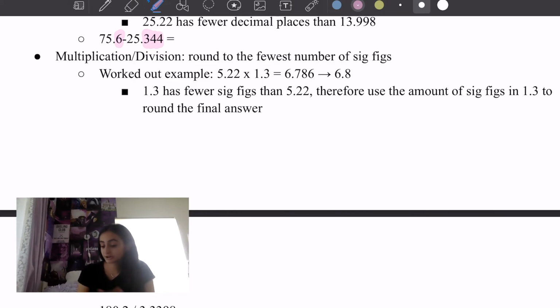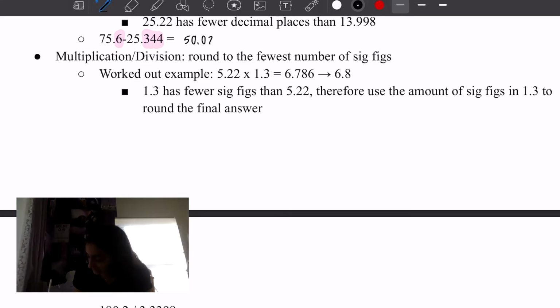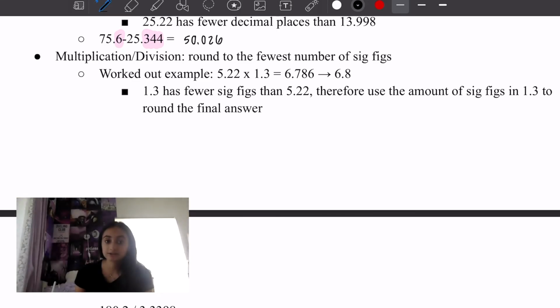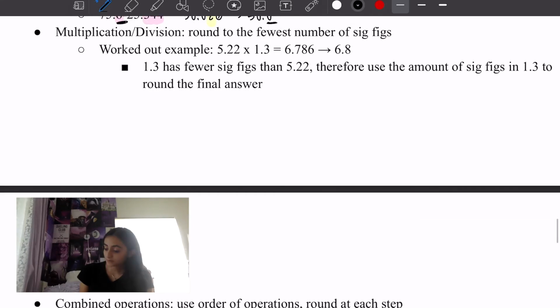So if you plug it into your calculator, you would get 50.026. That is the unrounded answer, but we are rounding to 1 decimal place. So we would consider the number next to the 0, which is a 2. That would keep the 0 down below, and we would write 50.0. Now we are going to move on to multiplication and division.